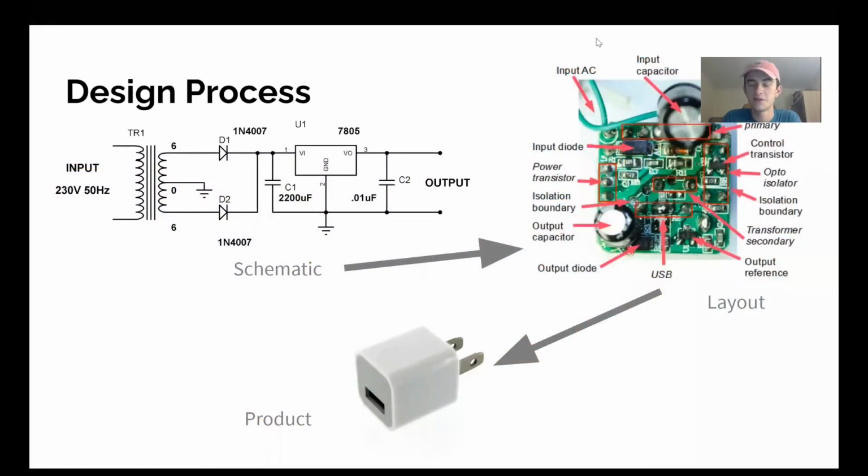Hey you guys, it's Michael here. So today I'll be talking to you guys about the design process for anything that you'll be making within this class, as well as within electrical or systems engineering. So basically the design process revolves around three main steps. There's the schematic, there's the layout, and then there's the product.